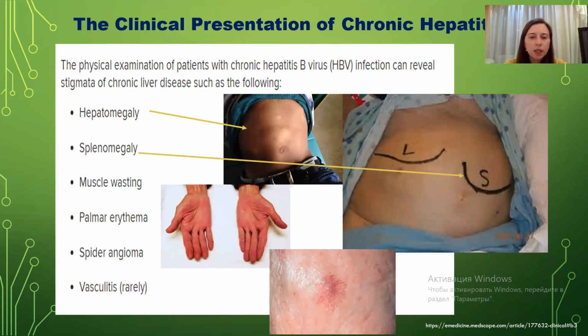The physical examination of patients with chronic hepatitis B virus infection can reveal stigmata of chronic liver disease, such as the following: hepatomegaly, splenomegaly, muscle wasting, palmar erythema, spider angioma, and vasculitis.